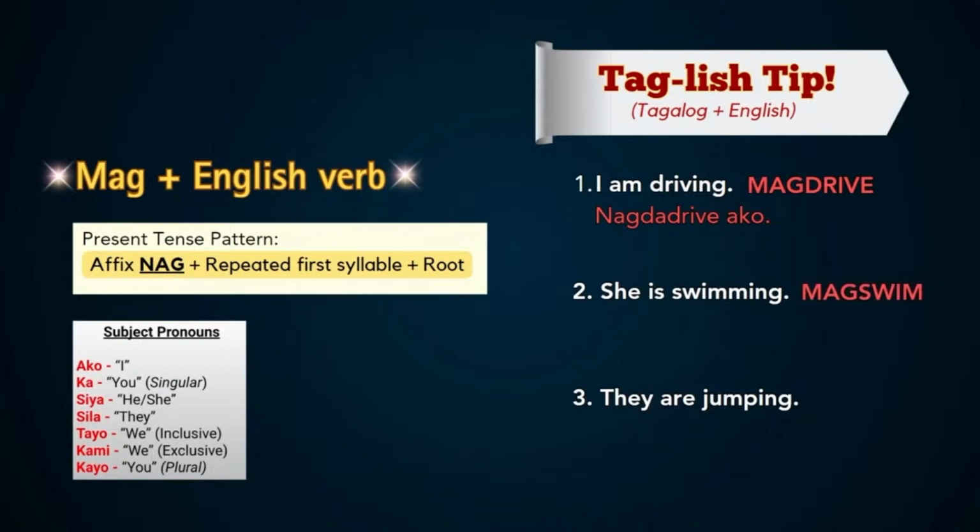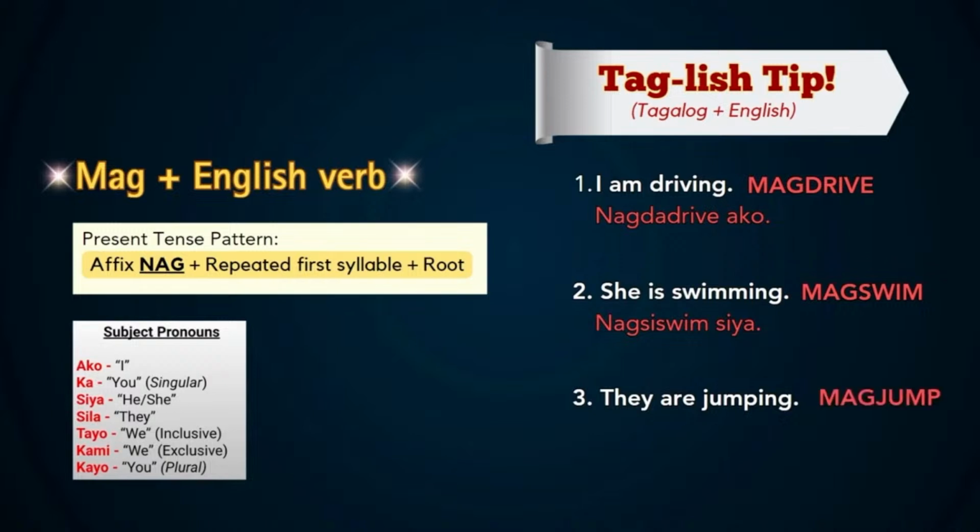Next, she is swimming. What if I told you to use the verb mag-swim? How would you say that in Taglish? In Taglish, you could say, nagsiswim siya. So the affix is nag, then there's the repeated first syllable, and then the root. Nagsiswim siya.